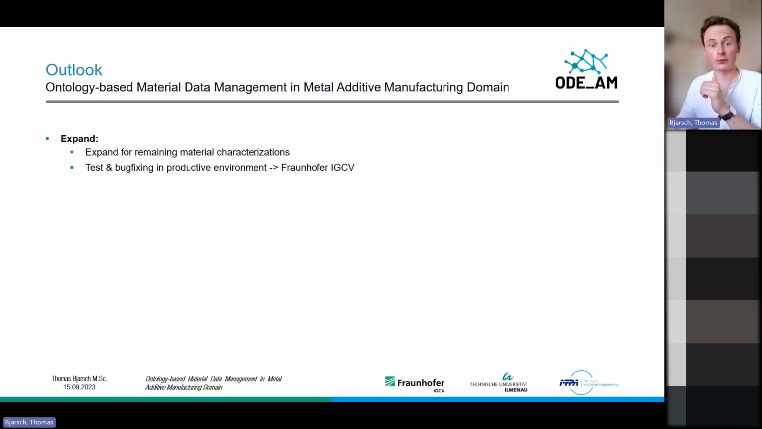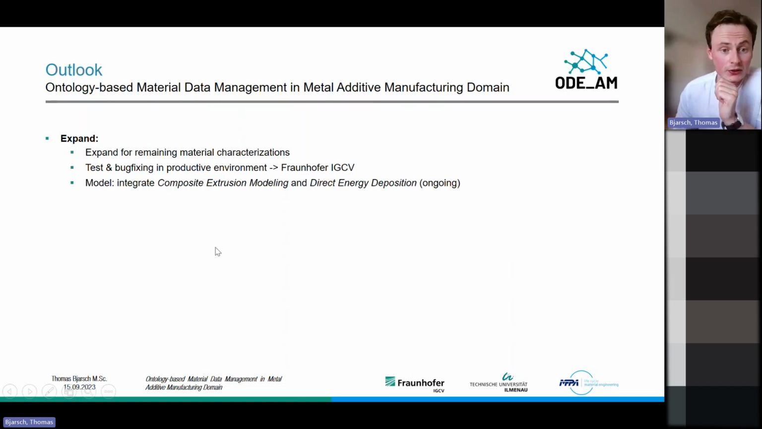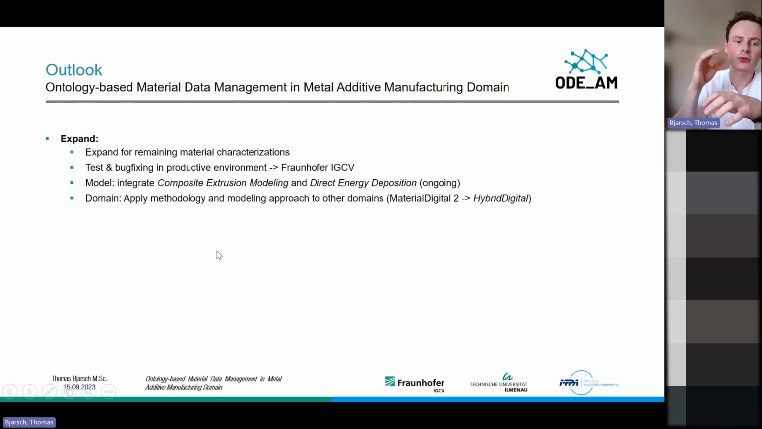As an outlook, we want to integrate also further material characterizations. We want to bring it for testing and bug fixing to a productive environment. So first of all, here at the Institute, but also we are in contact with some companies who want to try it. We want to integrate the two other additive manufacturing processes. We want to apply the methodology to further processes, for example, hybrid material manufacturing.